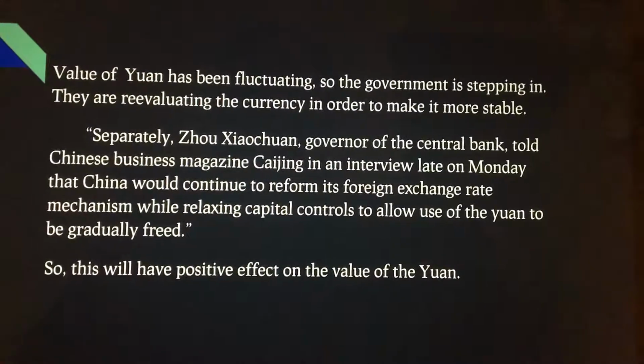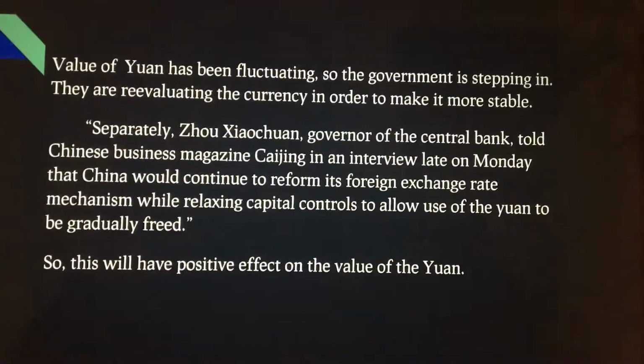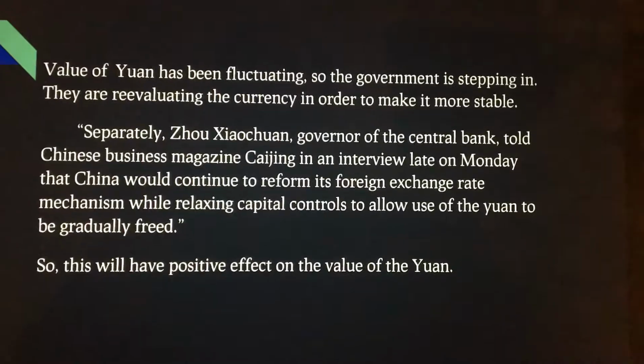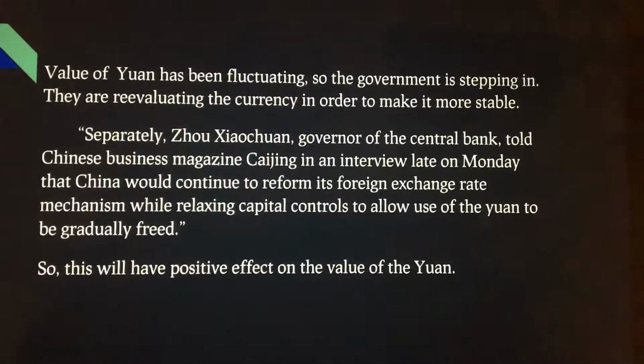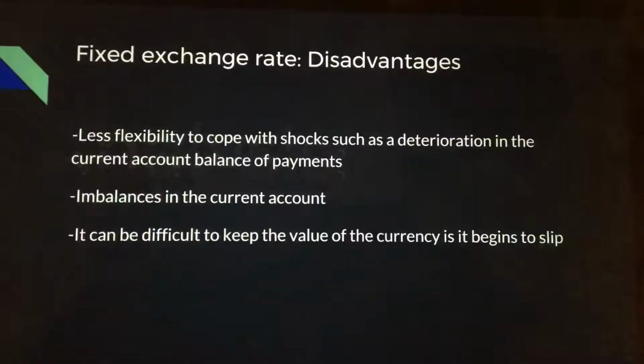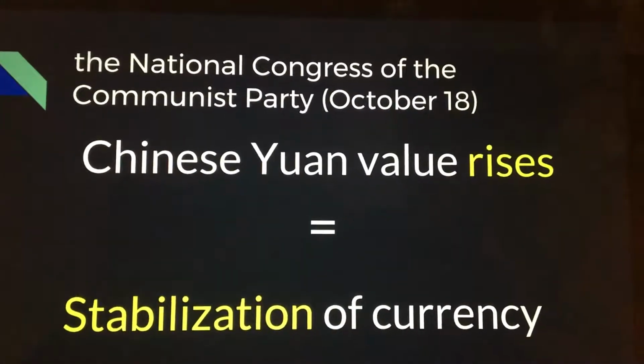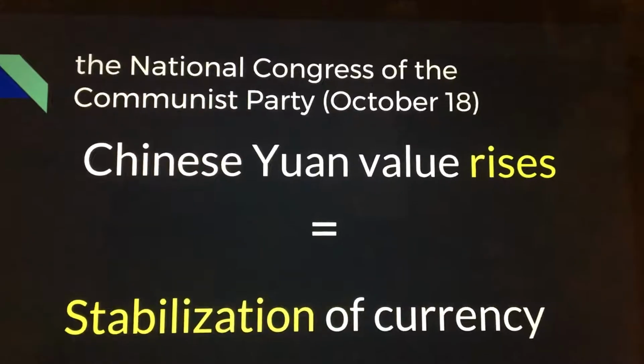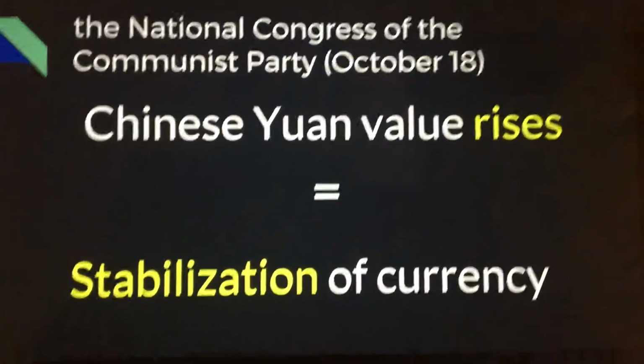And that's basically the sum up of the article. The Chinese government is going to reevaluate their currency to make it stronger because the value is slipping. And if you see here, they want to raise the value, so they're going to make this currency more stable. Thanks.